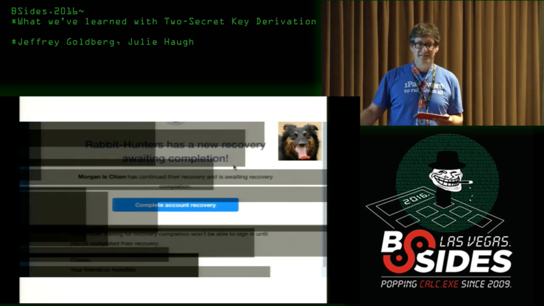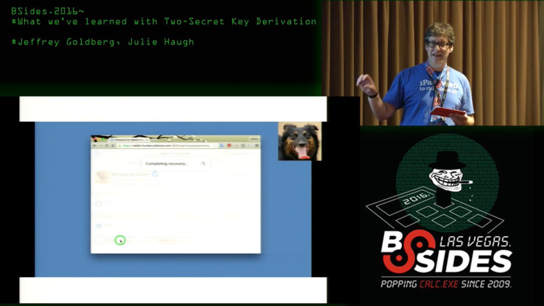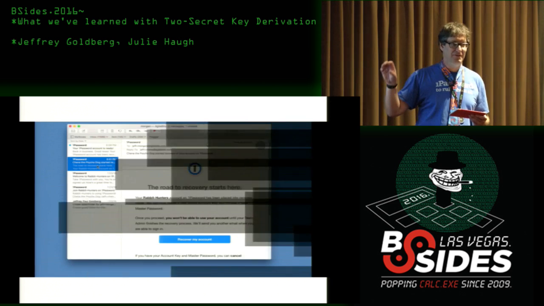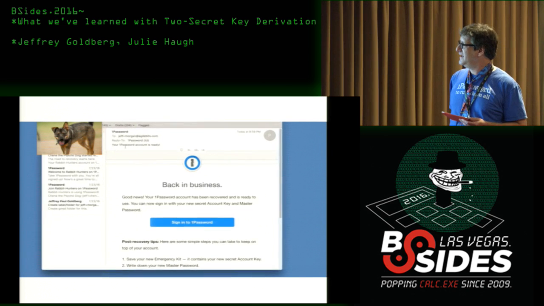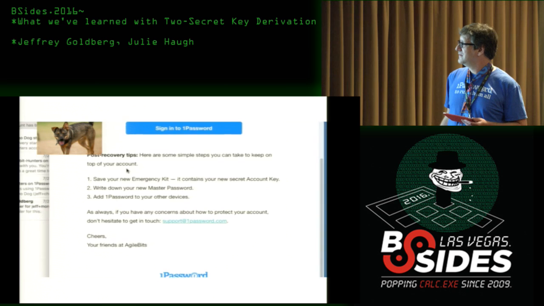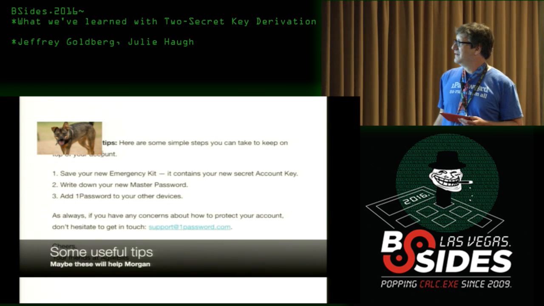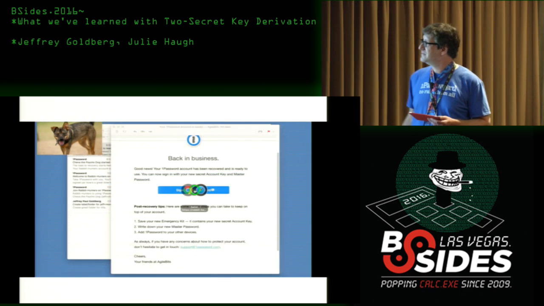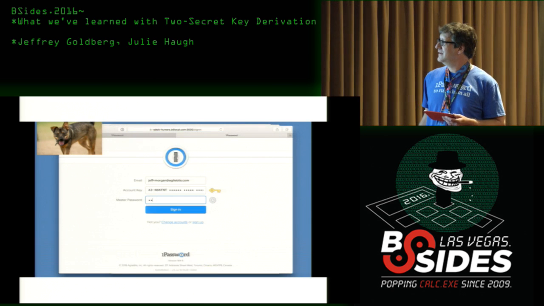And this is because it's the completing the recovery in which the new owner sends the appropriate vault keys, or encrypts the appropriate vault keys with Morgan's new public key. And so now back in, she gets some tips to not have to go through this again. Save your emergency kit. Write down your master password. Join things in new clients.